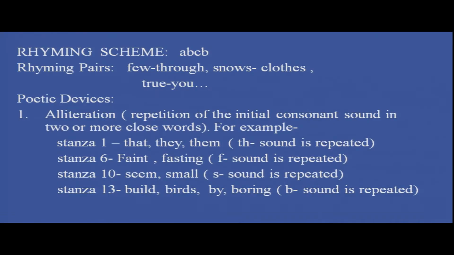Then we have rhyming pairs also. You have a textual question also where you are supposed to find out the rhyming pairs. I have found three for you. Rest you can do it, right? Rhyming pairs: few, through. So when we say rhyming pair, how do we find out? We see the final sound of the word. So we see few, through. So the oo sound is the final sound that is being repeated, or you can say that is rhyming.